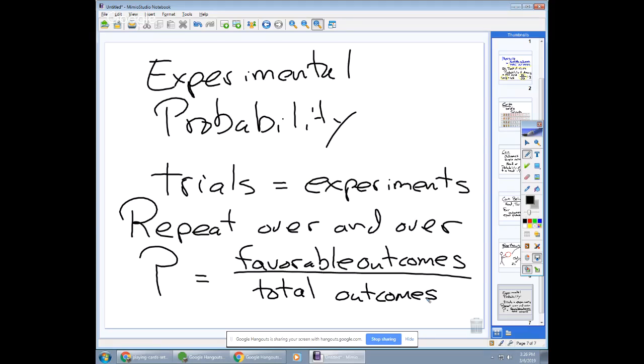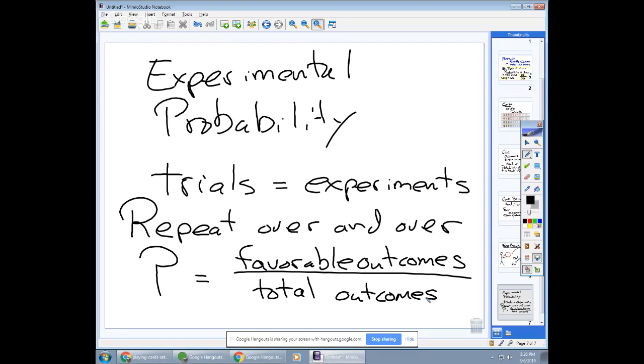So we have two kinds of probability. We have the experimental, and we have the theoretical. They're both measures of belief. They have the same fraction, but to count the numerator and denominator, we have to do slightly different things. There are other kinds of probability out there in the world.